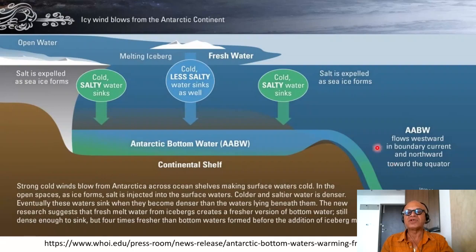So western boundary intensification kind of thing is not happening because it's a channel, but you have other constraints that happen. So every time you stretch the layer thicknesses and so on, and you move across latitudes, you're still subject to the potential vorticity constraint, remember, which is relative vorticity plus planetary vorticity divided by h, which is, let's say, a layer thickness. So less cold, less salty water sinks as well, forming Antarctic intermediate water. So cold, salty water sinks, salt is expelled as sea ice forms.